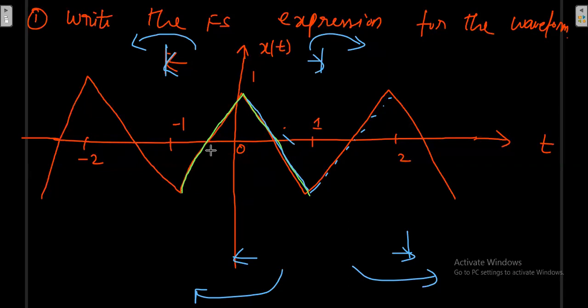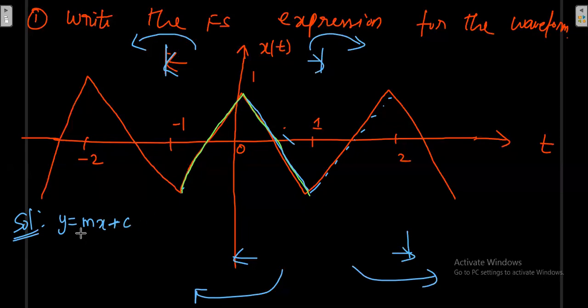Then what is the mathematical expression for this first line? This line is going upward, so definitely the slope is positive. What is the mathematical expression for this line? y is equal to mx plus c. Definitely c will be 0 only if the line goes through the origin, but this line is not going through the origin, so c cannot be 0. That means c will have some value, it may be positive or negative.